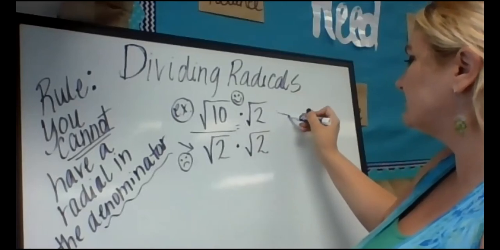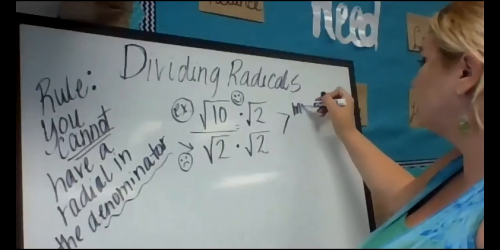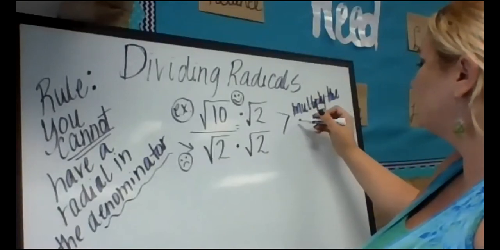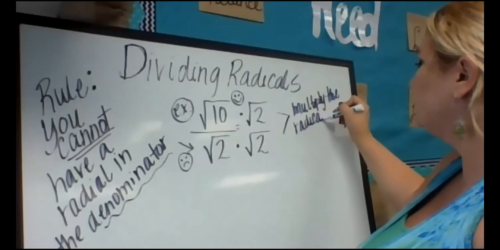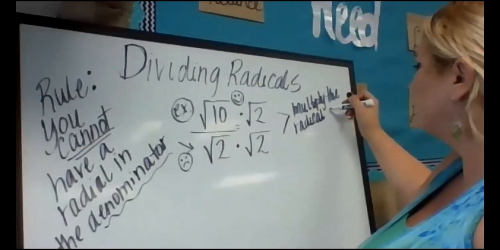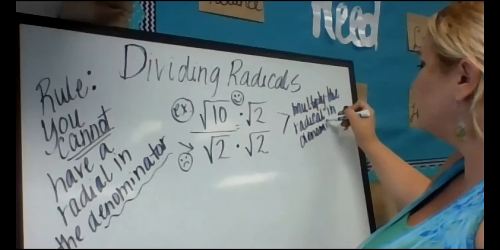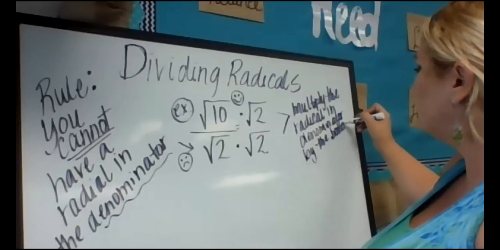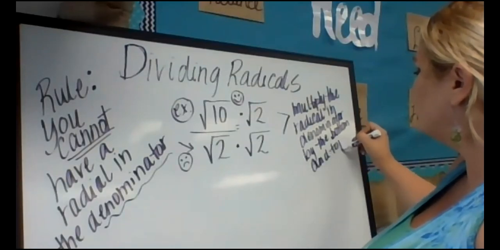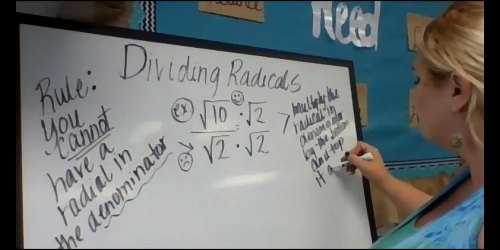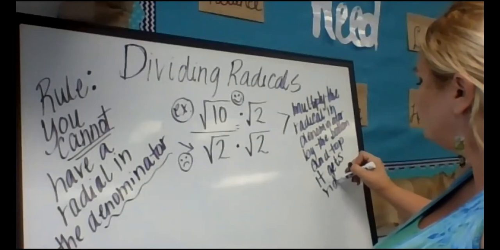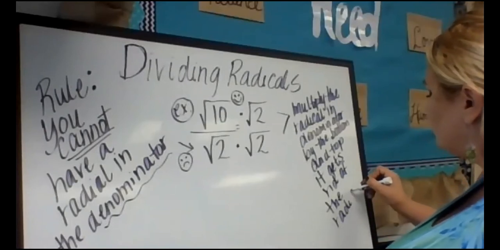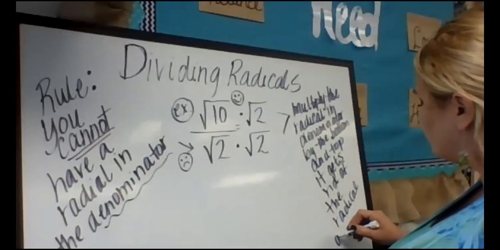When I do this, when you multiply by itself, can you please write this down for me? When you multiply the radical in the denominator by the bottom and top, it gets rid of the radical at the bottom.